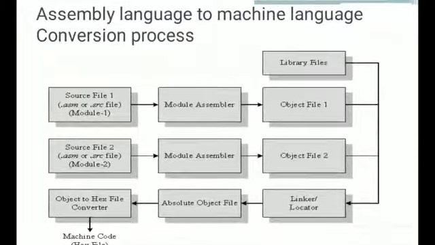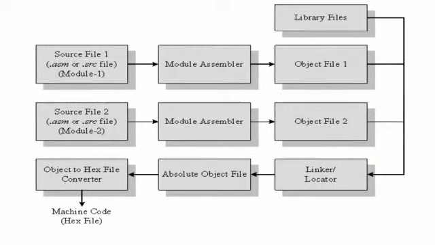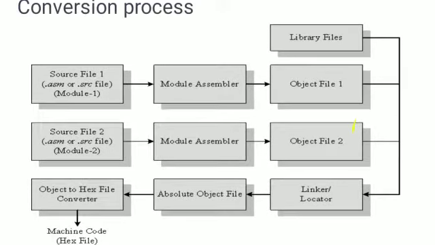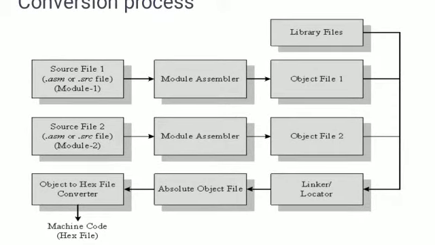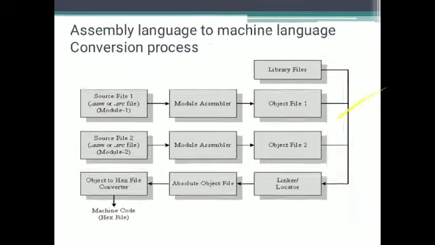So how does it happen? Assembly language to machine language conversion process. You can see source file 1, the .asm file is there. Then the module will get assembled, that will go to object file. Source file 2 .asm, right? Then module assembler, object file 2. Library files will get connected with these object files, then it will go to linker or locator. From that, the absolute object file will be created, finally object to hex file conversion, and then it will go to the machine code. So this is the general process of conversion of assembly language to machine language.